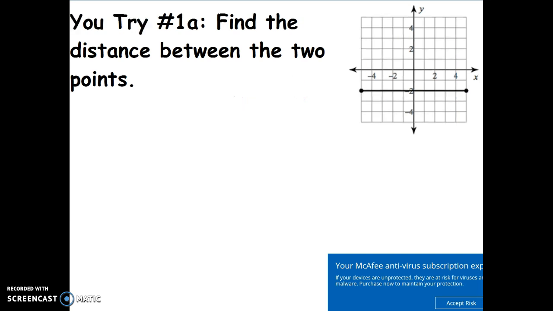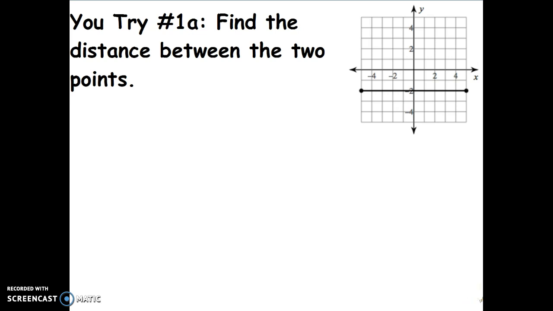All right, now you guys try this one. We want to find the distance between these 2 points. Again, in order to find the length of this line segment from this point to this point, we're just going to count. So we got 1, 2, 3, 4, 5, 6, 7, 8, 9, 10. So the distance between those 2 points is 10 units.